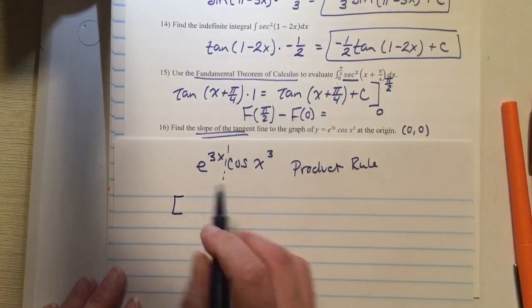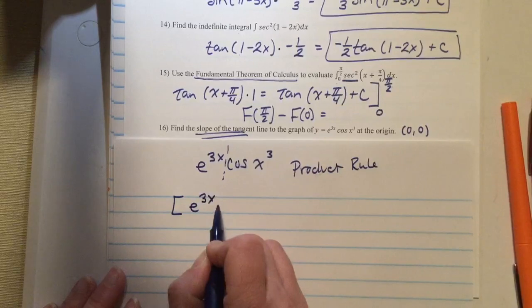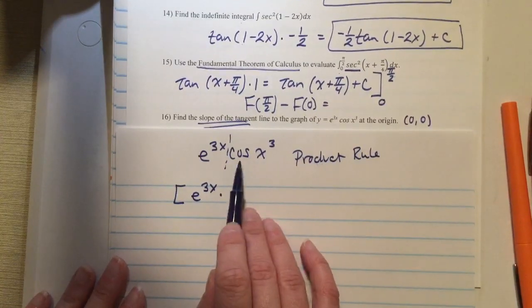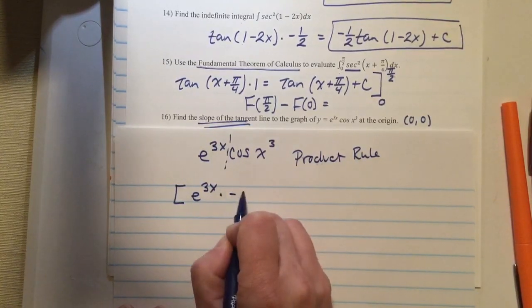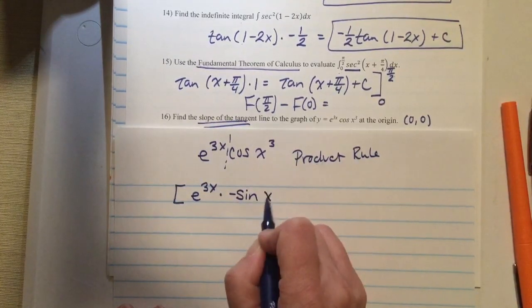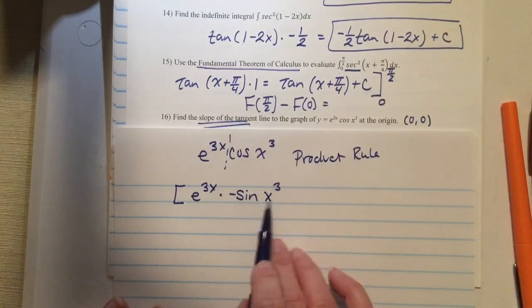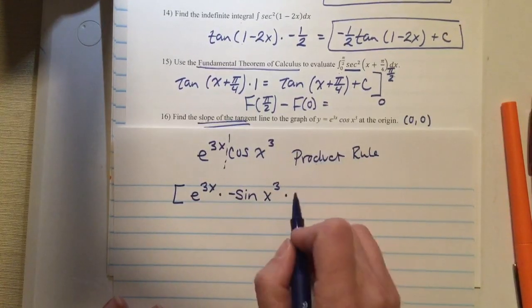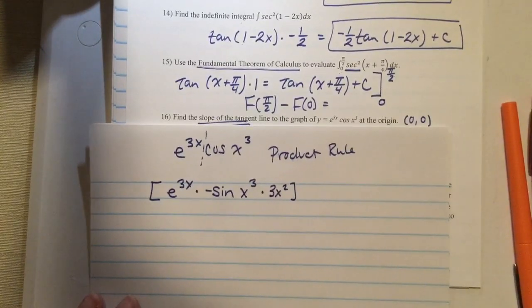So product rule, I'm going to keep the first term the same, e to the 3x, times the derivative of g of x, which is our second term. The derivative of a cosine is a negative sine. I keep my x cubed the same. Because this is more than just a variable, I have to also multiply by the derivative of x cubed, which is 3x squared. So that's the first chunk of the product rule.